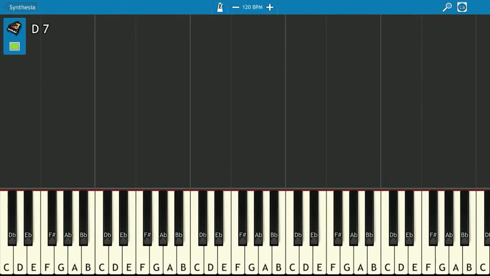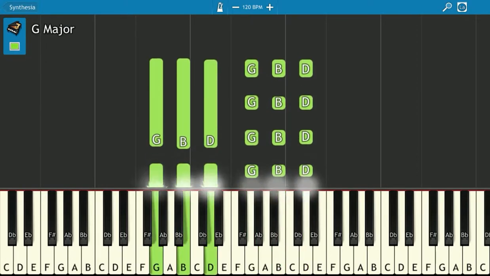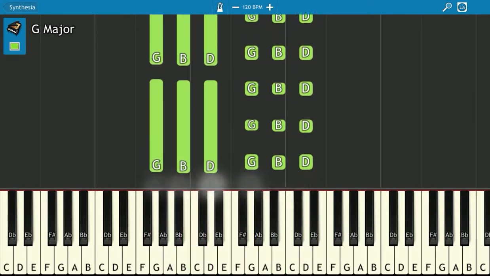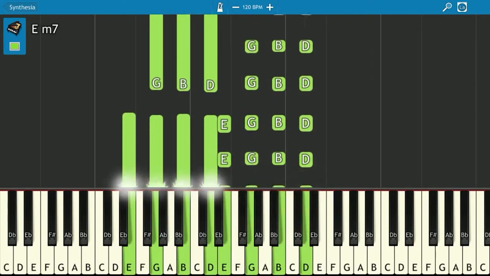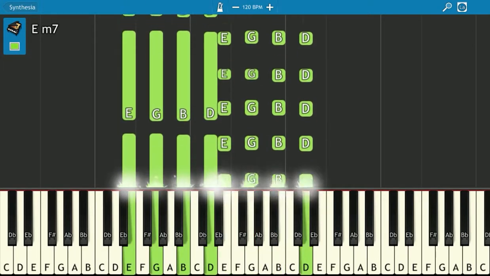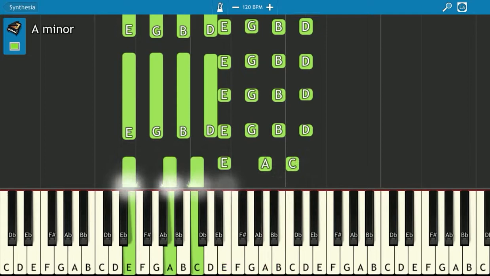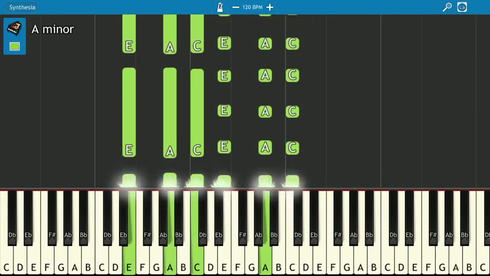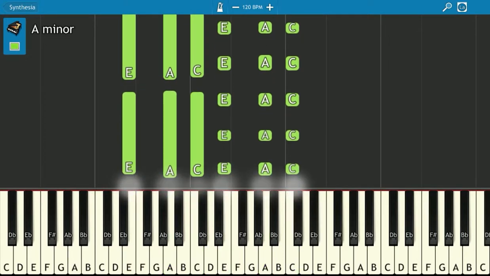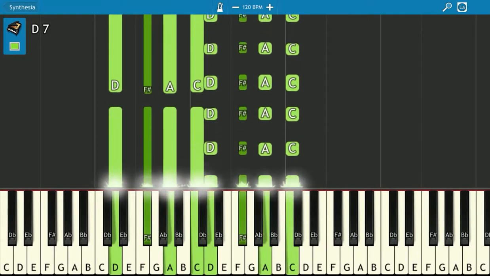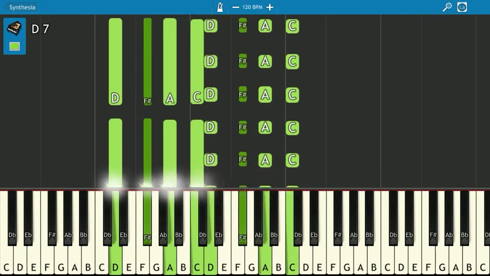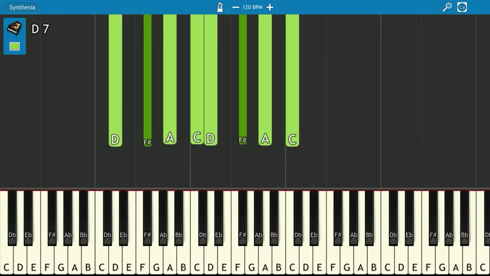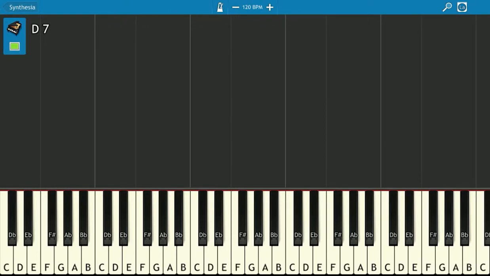This time, just to do something different, let's do a 6x8 rhythm. So ready and go. Okay, so that's how to play a chord cycle beginning with G major.